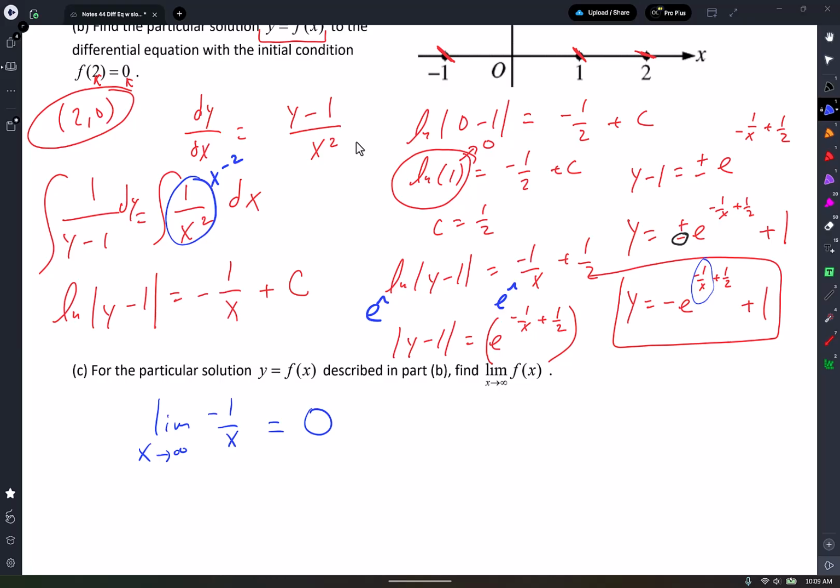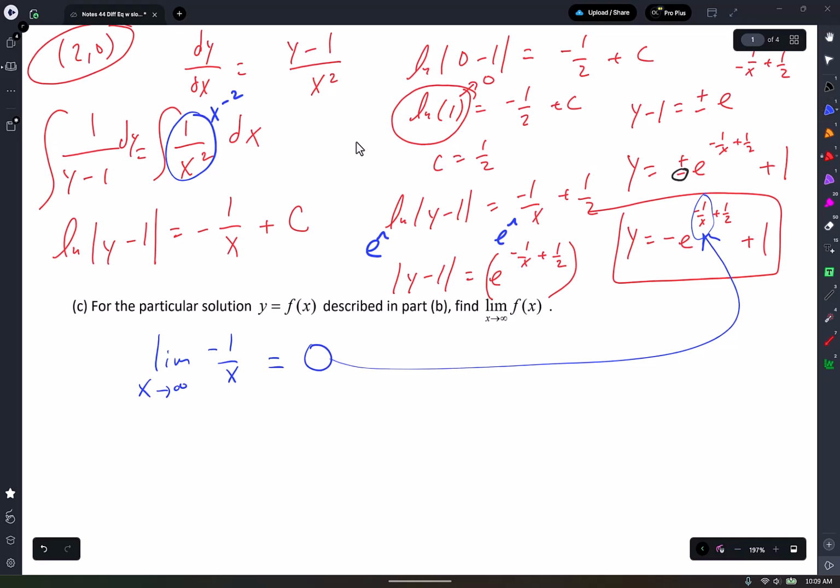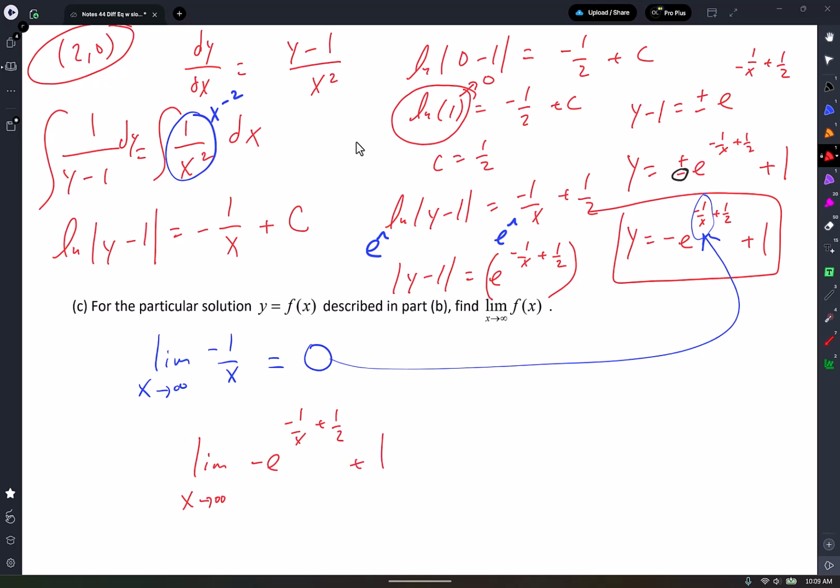Oh, because I wanted you guys to know that expression right there is like a 0 then. The 1 over x. Really, they want this: the limit as x approaches infinity for negative e to the negative 1 over x plus half, plus 1. They want that, right? But I want you guys to see that this guy is a 0. So then that means this one that I'm circling is like 0. So I have negative e raised to the 0 plus half, which is just negative e to the half plus 1.